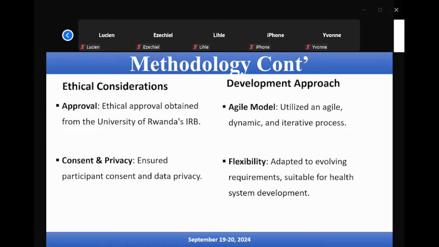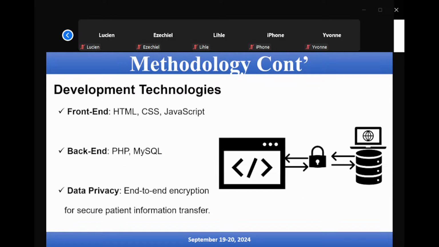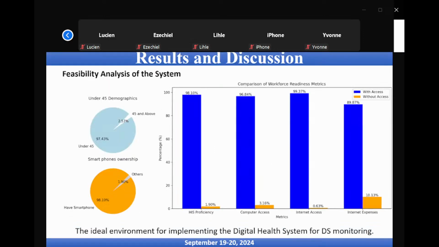We used the agile model, which is flexible, allowing changing requirements, and is suitable for development of such systems. Then in implementing the solution, we used technologies for the front end and back end, and for the security and privacy of the data, we implemented end-to-end data encryption for data transfer. After that methodology, we come up with the results.